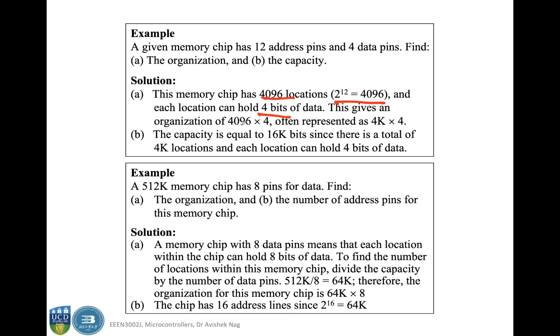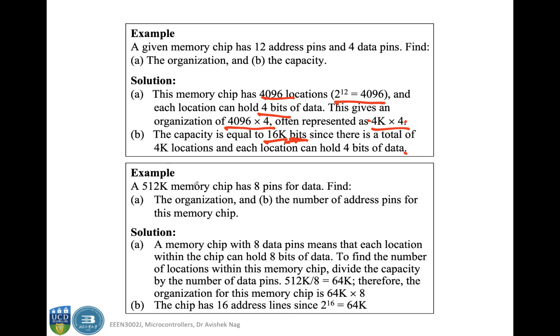So this gives an organization of 4k times 4, often represented as this. The capacity is equal to 16k. As simple as that, 4k times 4 is 16k bits, kilobits. This is important since there is a total of 4k locations and each location can hold 4 bits of data. Now let's look into another example.